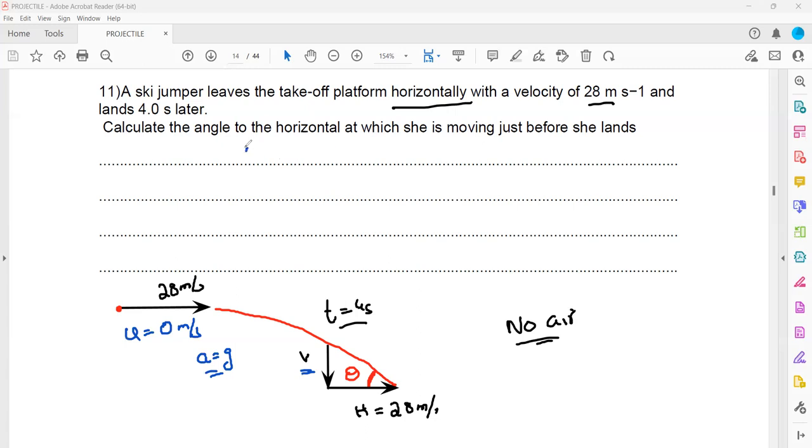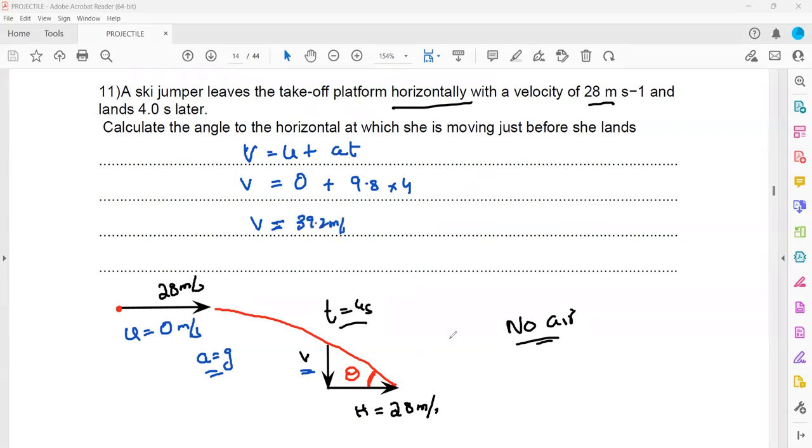We can use the equation of motion v equals u plus at, where u is the initial speed, 0. a is the acceleration due to gravity. Why did we not take it negative? Because it is moving downward, that's why it will accelerate, so you should take it positive. If she was moving upward, then we'd take it as negative. And the time is equal to 4. So this will be 9.8 multiplied by 4. What's the answer for v, the final vertical velocity? 9.8 times 4 is 39.2. So this is 39.2 meters per second.